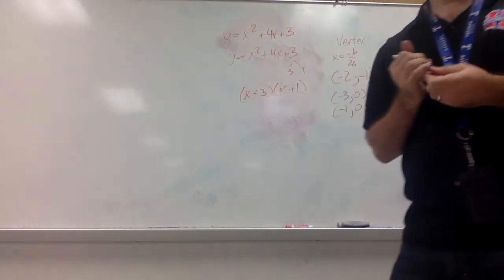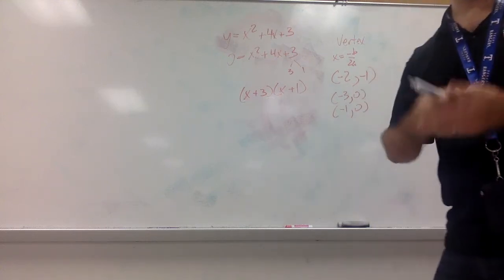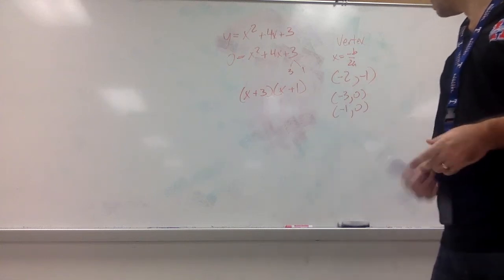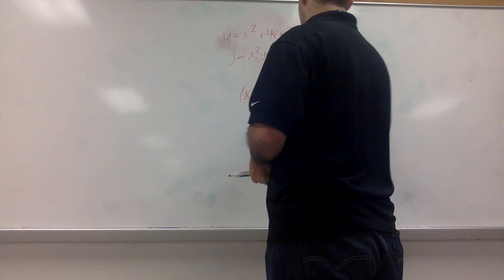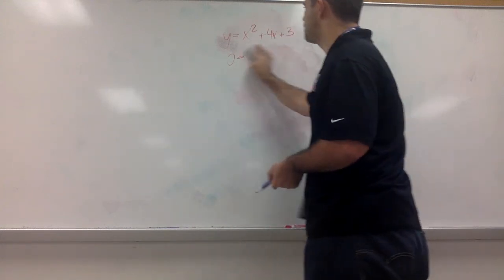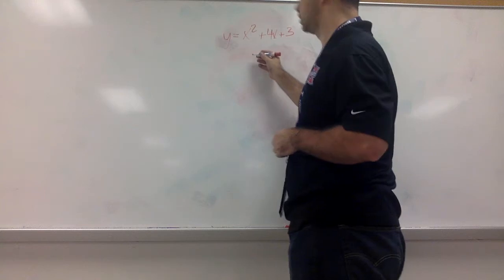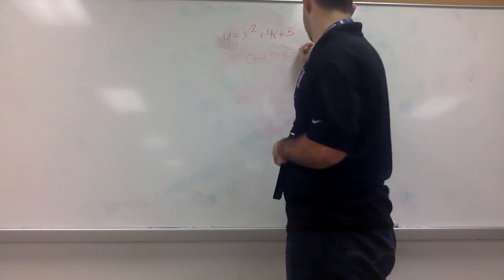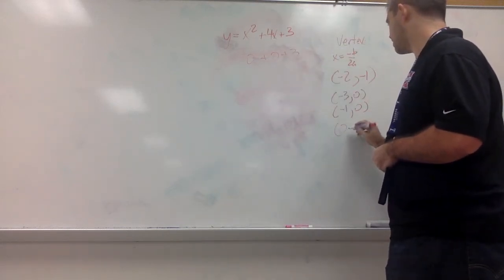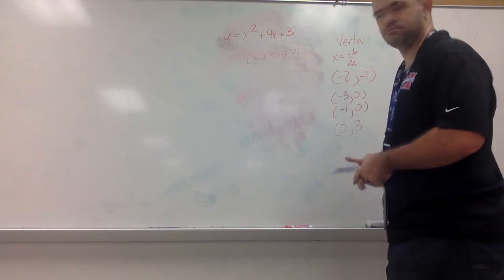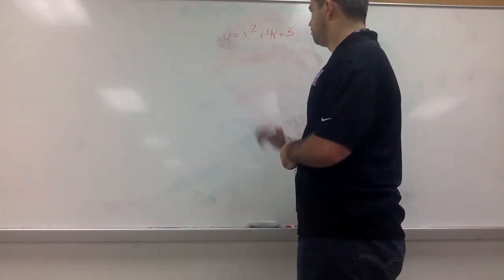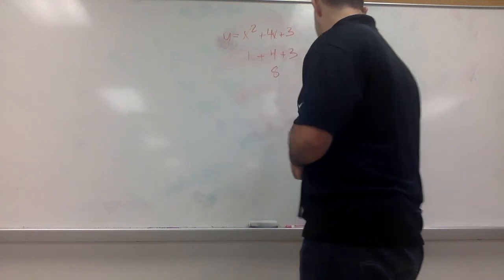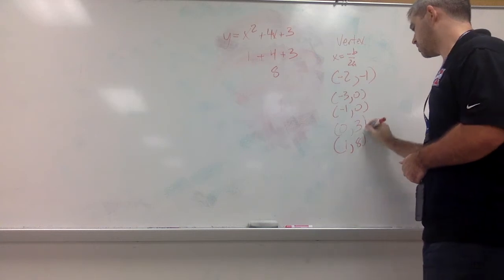Okay. Then it asks us to find any other points other than the ones that we've already found. Well, we've played this game before. You just shove in a number. So I'm going to start easy. I'm going to plug in 0. So 0 plus 0 plus 3. So my other point now is 0, 3. Plug in 1. 1 squared, 4 times 1 is 4, plus 3 is 8. So 1, 8.